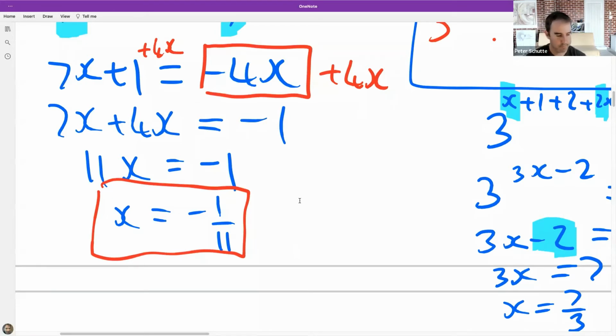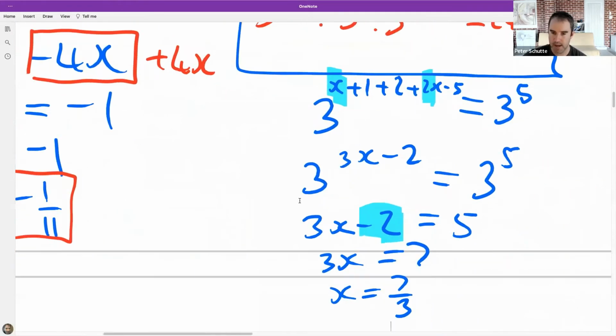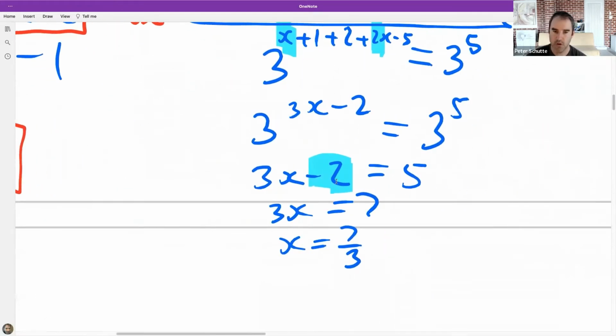It's the second to last step. Okay. Let's have a look. The 3x minus 2 is 5?